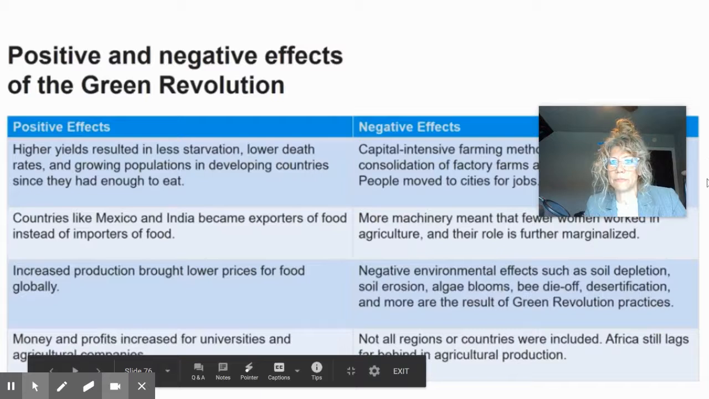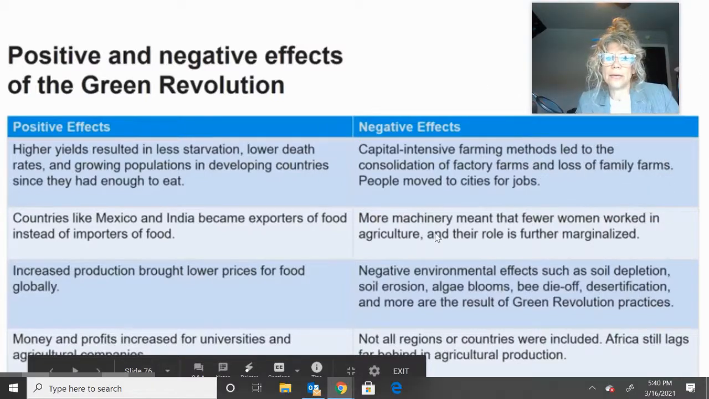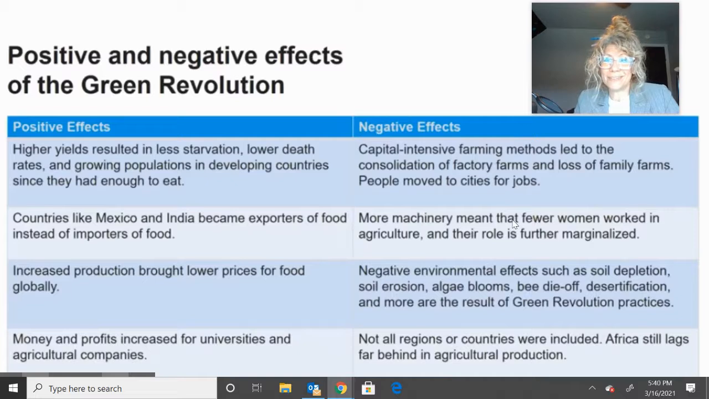Those are all positives. Now, negatives is we do see a loss of family farms, especially if we're switching to this capital investment farming. And then more machinery meant, right, we are decreasing the human labor force. So a lot of women in developing countries lost their jobs due to this technology change. And then, of course, there's going to be some environmental devastation, such as soil depletion and desertification, which we'll talk more about in some upcoming standards. And last is just not all regions actually benefited from the Green Revolution. Africa still lags way behind in agricultural production.